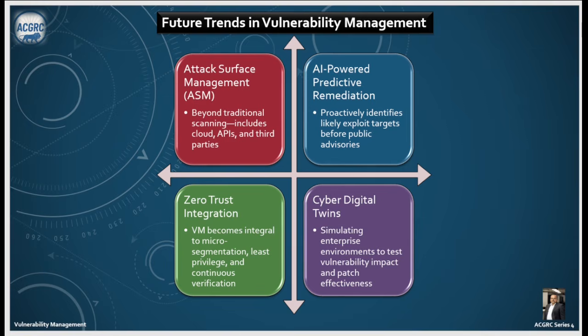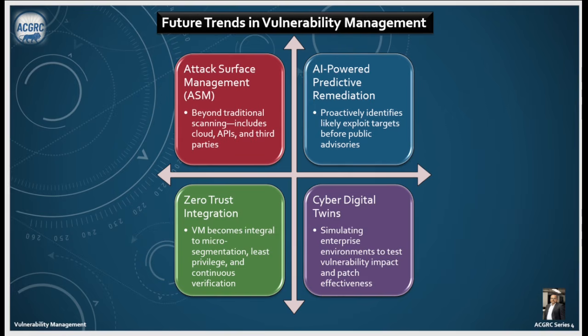Simple example, it's like having a drone that flies over your entire digital house and shows you every open window and unlocked door, even the one you forgot behind the garage. So that's your ASM. Next is AI powered predictive remediation.